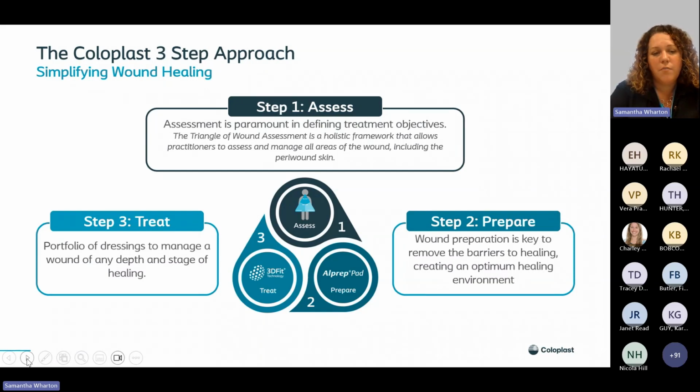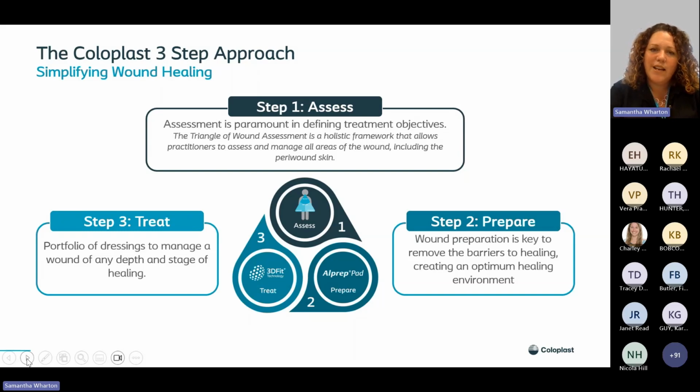So within Coloplast, we have a portfolio of dressings to manage any wounds of any depth and stage of healing. But what's unique to Coloplast is we have this 3D fit technology. Again, when we look at that simplifying wound healing approach, this is a dressing that conforms to the wound bed to manage exudate, which is a unique thing to Coloplast. And again, we'll look into it in more detail.